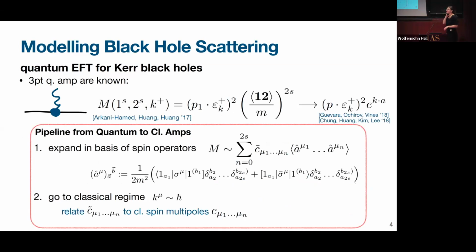Instead, you can decide to study a quantum effective theory for the Kerr black holes, and that's mostly inspired by the fact that in 2017, 2018, there was this relation between these pretty nice 3-point amplitudes between two massive spinning particles and a graviton, which was related, essentially once you write it in new variables, you find that it encodes exactly the same information as the linearized energy momentum for Kerr. So you see this exponential structure again. Ultimately, in these steps here, you expand in a new basis, a basis of spin operators, and then you go to the classical regime.